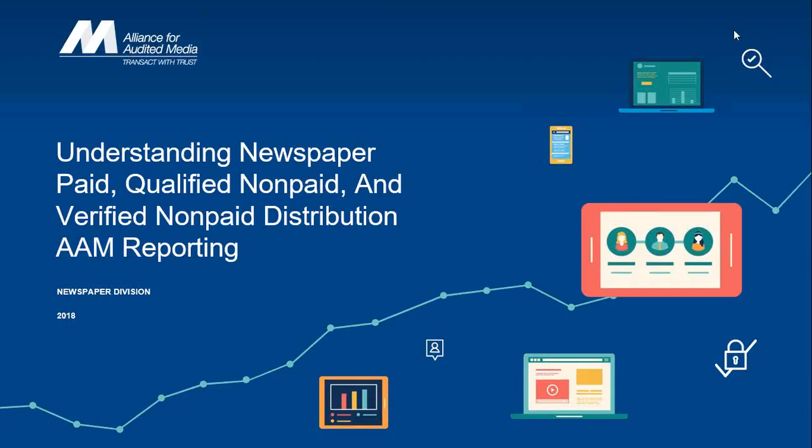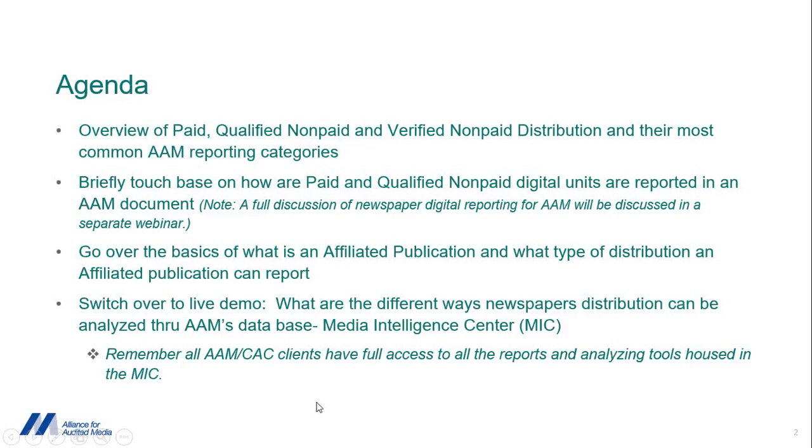And today what we're going to be talking about is going over the basic newspaper reporting categories. Just bear with me here, I'm trying to get my PowerPoint to work. So today we're going to be doing an overview of the different categories for paid, qualified non-paid, and verified non-paid distribution for AAM reporting. These are the basic categories, the most popular ones that are used. This is a great webinar if you're new to AAM reporting or even just as a refresher.